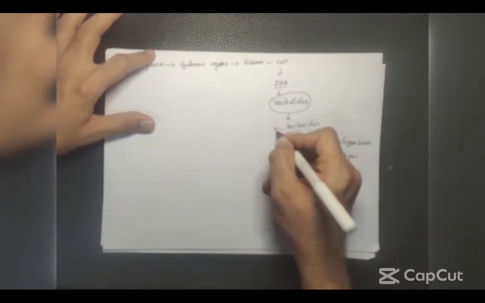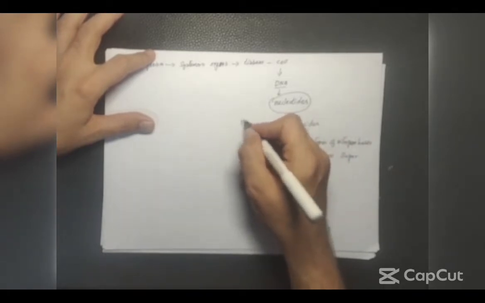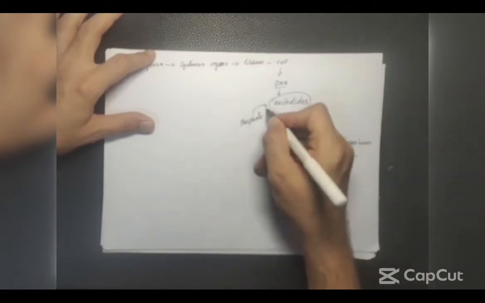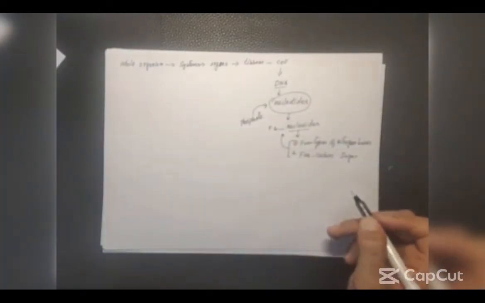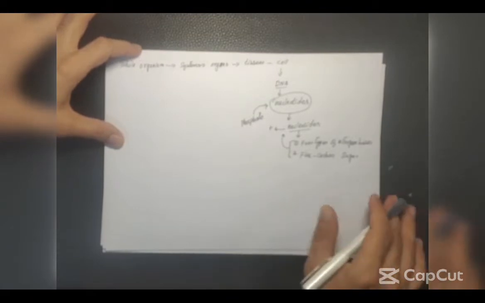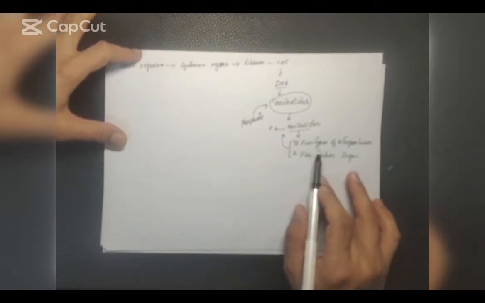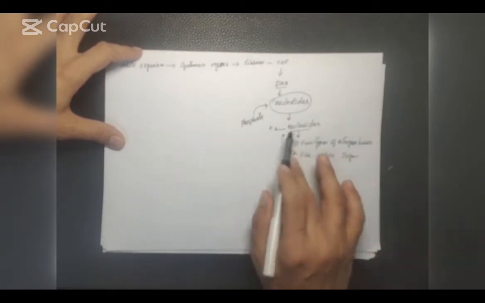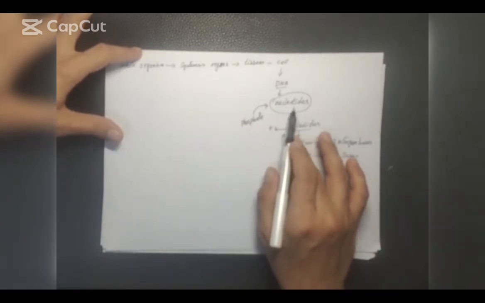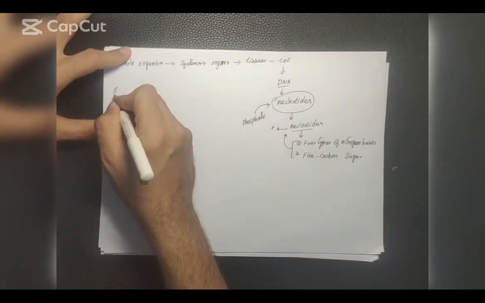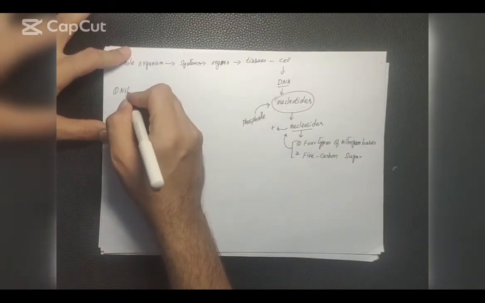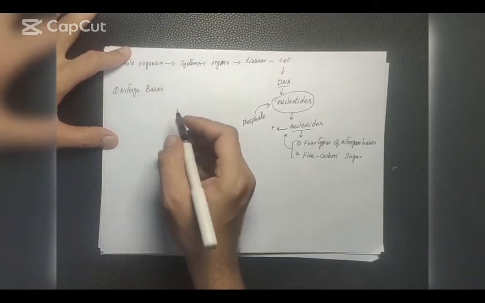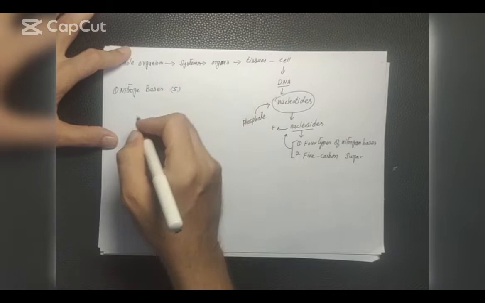Now a nucleoside plus a phosphate group becomes a nucleotide. So there are nitrogenous bases with 5 carbon sugar, which is a nucleoside, plus a phosphate group, and it becomes a nucleotide. Yeah, so number one is nitrogen bases. How many nitrogen bases do we have? In total we have 5 nitrogen bases.